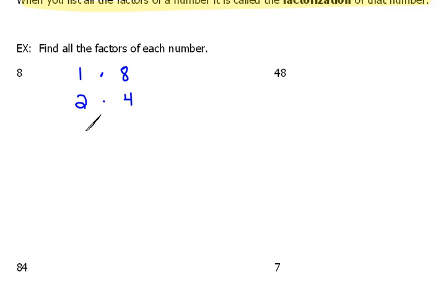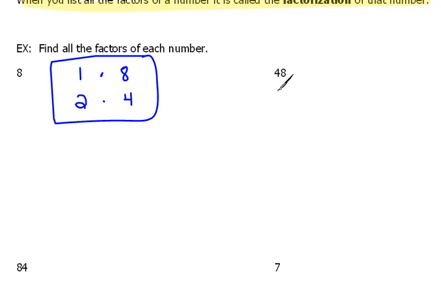And then continue to move up. So the next digit would be 3. Is 3 a factor of 8? Well, no, because 3 times something is not 8. The next digit would be 4, but we already have that. So once we go down our left side here, when we start getting back to a number that we already have listed on the right hand side, we're done. And this is all of the factors of 8. Let's practice some more of those and see if we can get the idea.